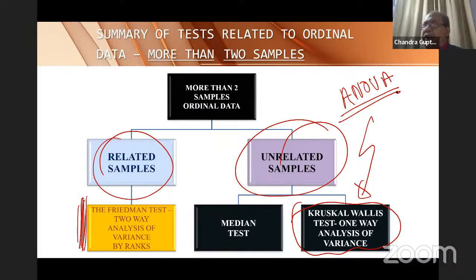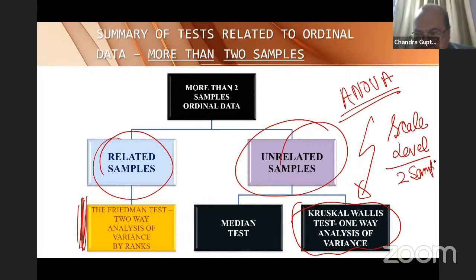Madhu, for COVID effect on income, which test we can use? Right. So income is a scale level data. Two samples, before and after, related. So we should use paired t-test there. Madhu, is that okay?